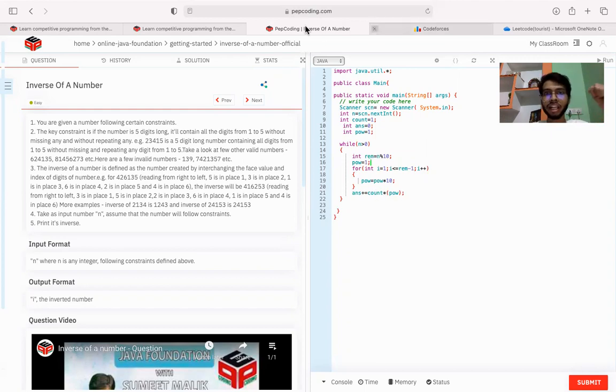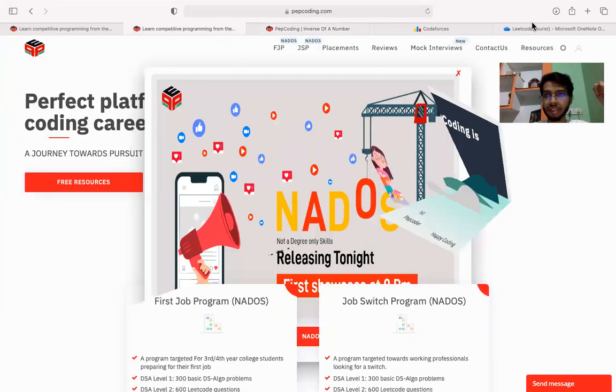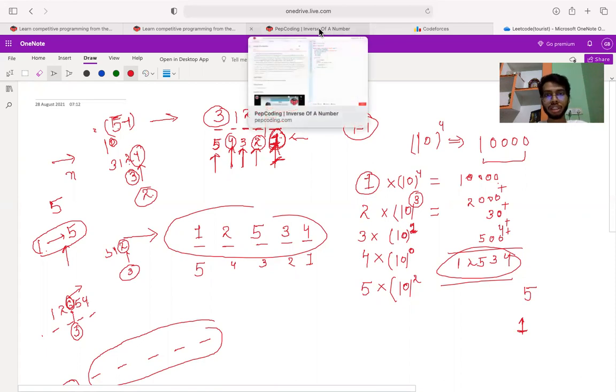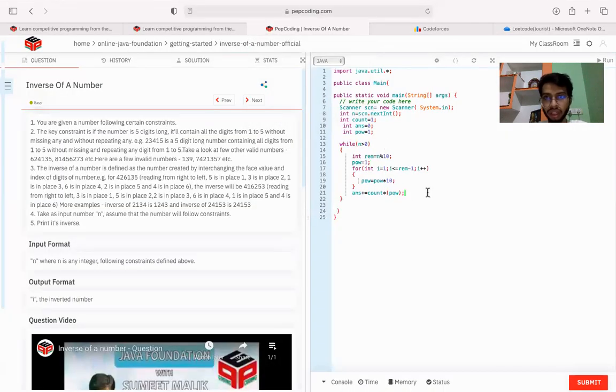For example, let's assume for this test case, what is going to happen? 1 is multiplied with 10 raised to power 4. So I am storing that in an answer variable: answer plus equals 1 into 10 raised to power 4. So in the next part, I also decrease the number by 10. And after implementing this, I need to print answer.